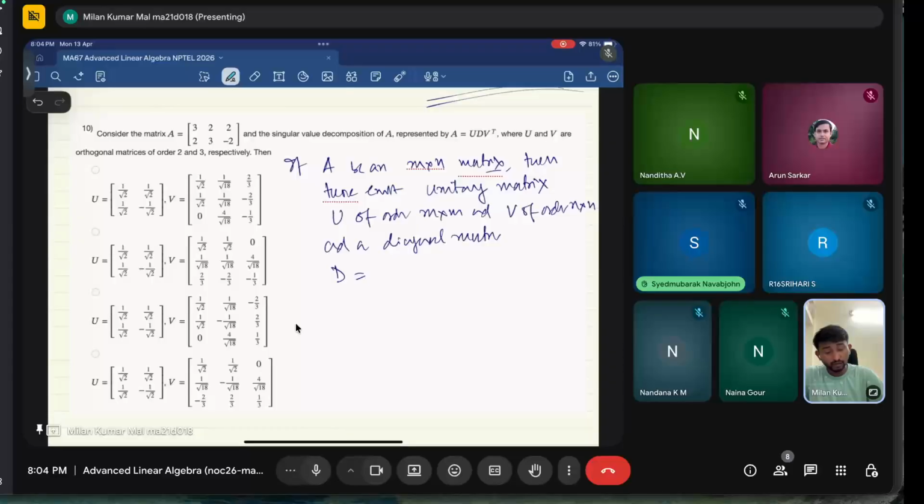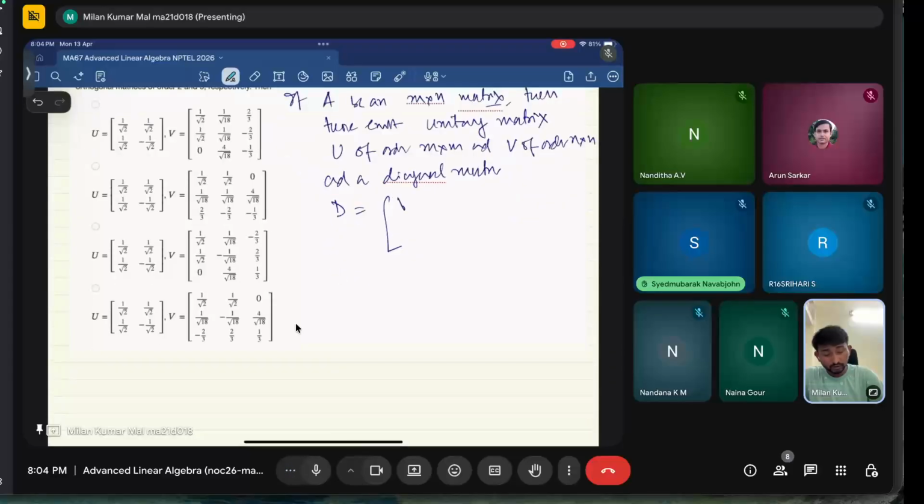D, which is equal to lambda 1, and so on. This is an m by n matrix, right? If m is less than or equal to n, then this will be lambda 1, lambda 2, up to lambda m, and here there will be some 0. Since m is less than n, there will be more columns than rows. Otherwise, if n is less than or equal to m, this will be lambda 1 all the way to lambda n, the smallest one, and there will be 0. This is the matrix.